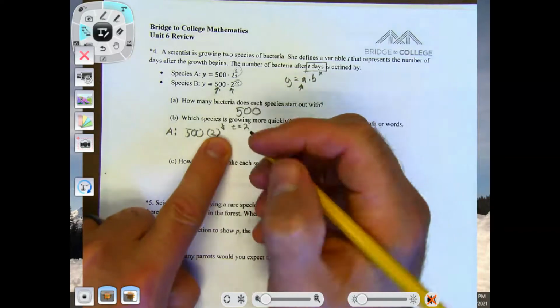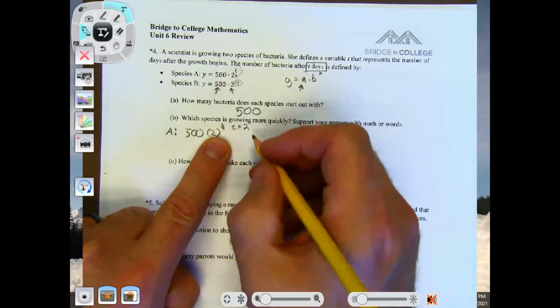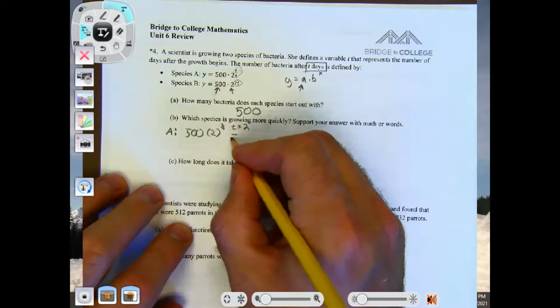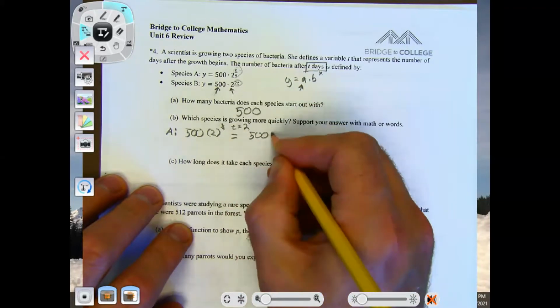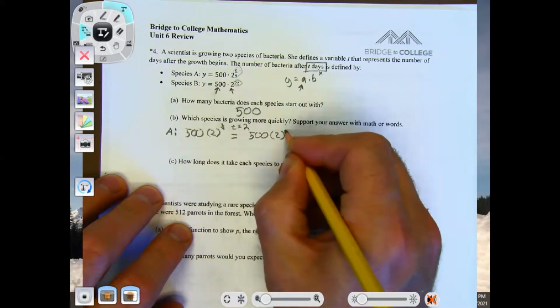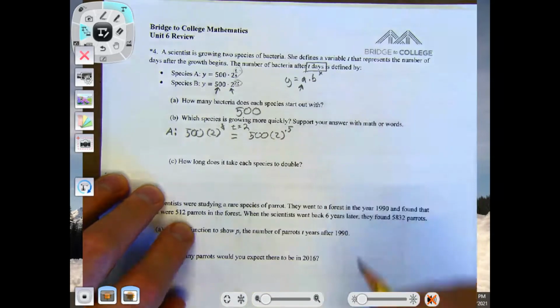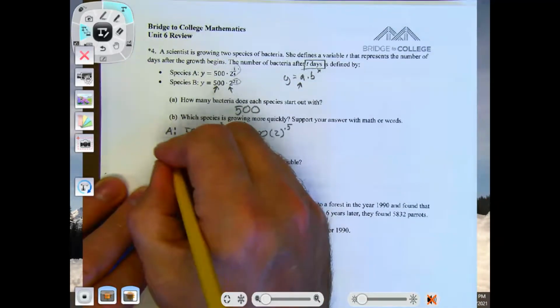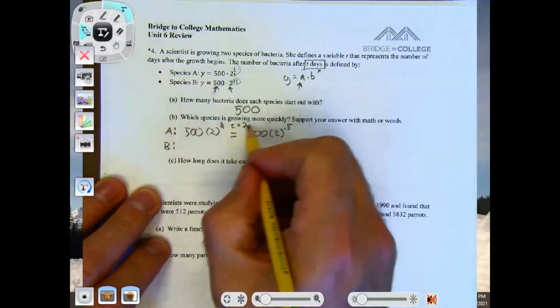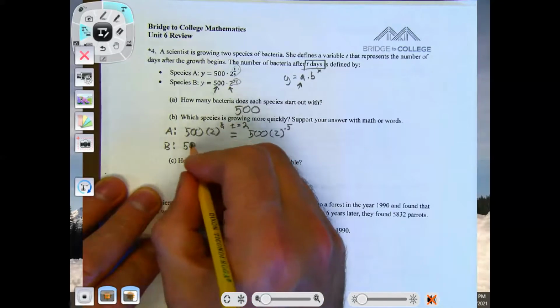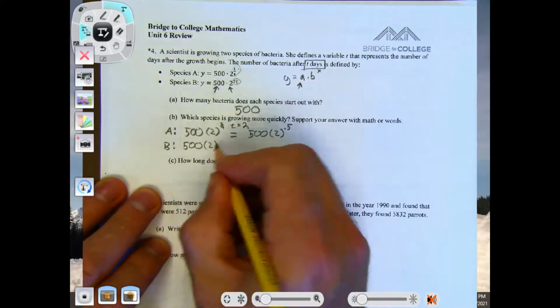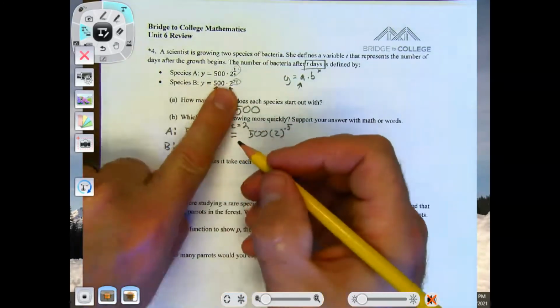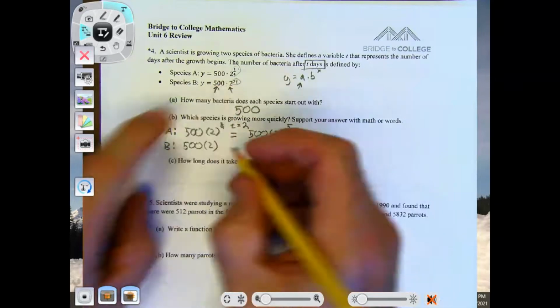Well, 2 divided by 4, that's just 1/2, or 0.5. So this actually equals 500 times 2 to the 0.5 power. All right. Now, if I do the same thing for B, and I plug this 2 in there, I get 500 times 2 to the 2 times t power.